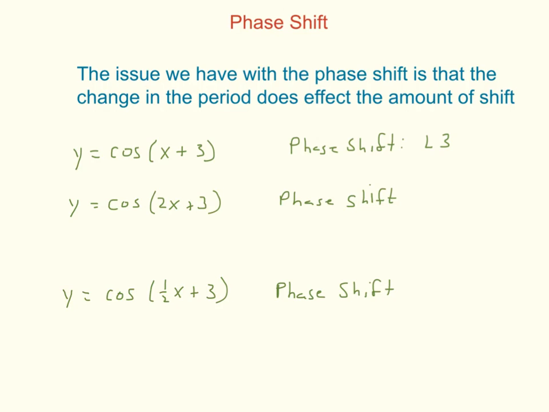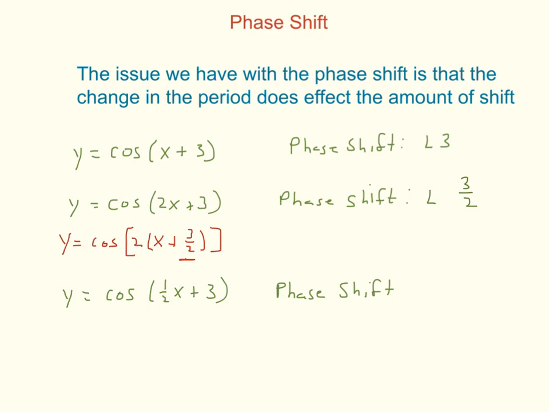In this second one right here, I can pull out a factor of 2 from what's inside. So I'll have y equals the cosine of 2 times x, and by pulling out a factor of 2 from that 3, it's going to be plus 3 over 2. And so in this case, there is a phase shift, and the phase shift for this particular problem comes out to be to the left 3 over 2 units.